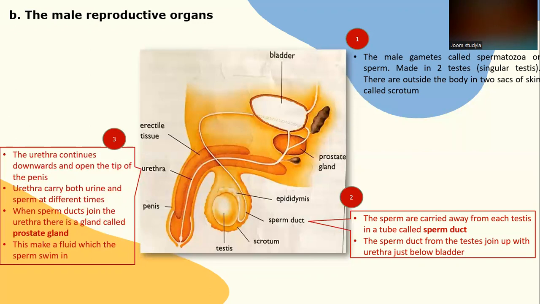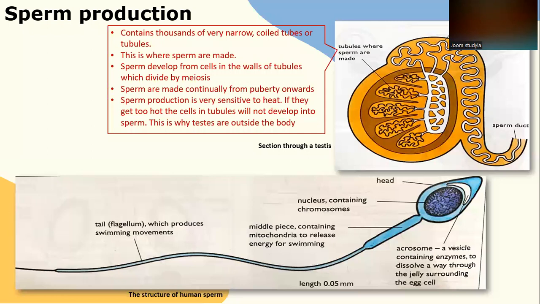Urethra. The urethra continues downward and opens at the tip of the penis. The urethra carries both urine and sperm at different times. Where the sperm ducts join the urethra, there is a gland called the prostate gland. This makes a fluid which the sperm swim in. Sperm production. The testes contain thousands of very narrow coiled tubes or tubules. This is where sperm are made.